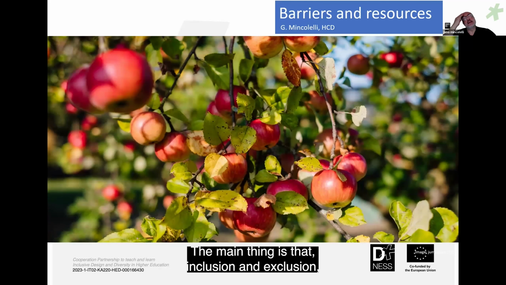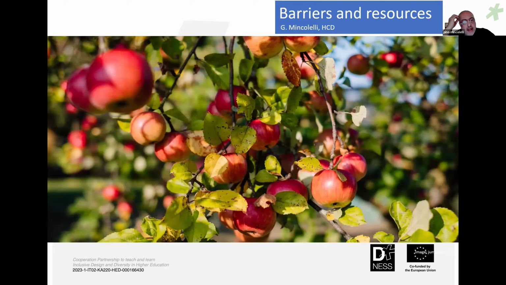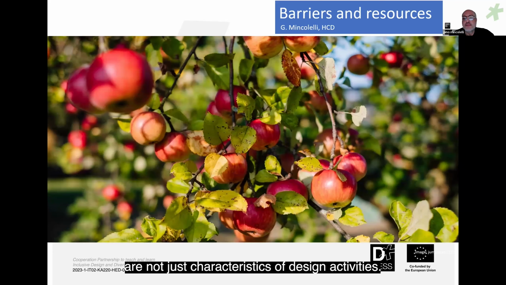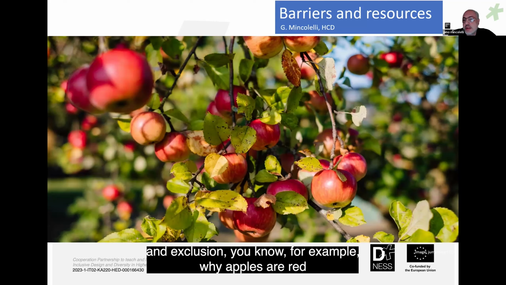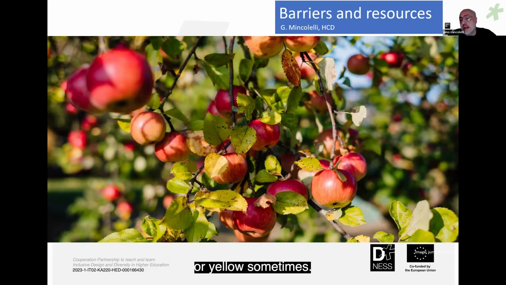The main thing is that inclusion and exclusion are not just characteristics of design activities. They are embedded in life itself. All the evolution of life's shapes is based on inclusion and exclusion. You know, for example, why apples are sometimes red or yellow? It's because they wait for the moment that the seeds are ready for planting.